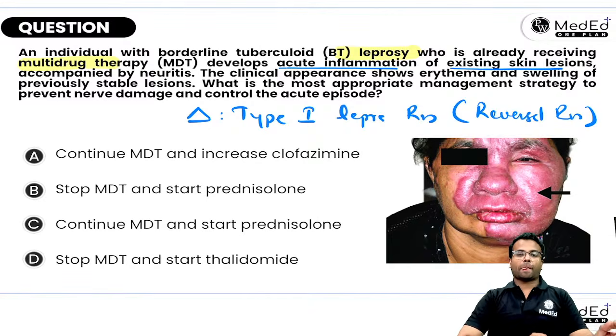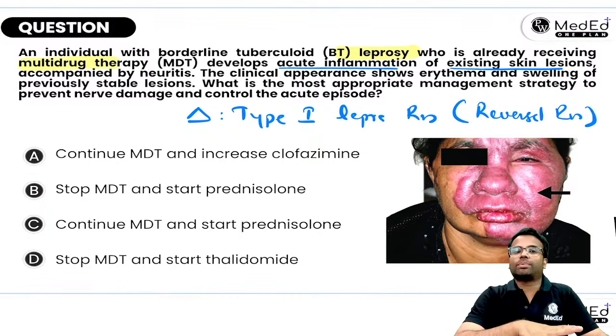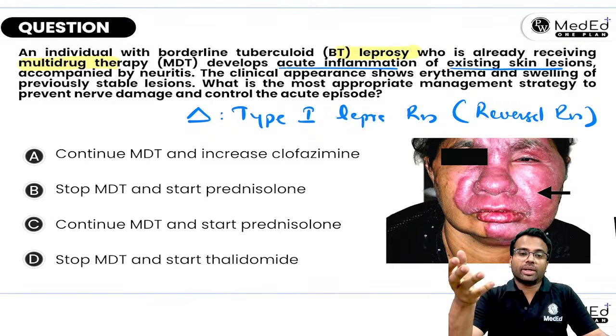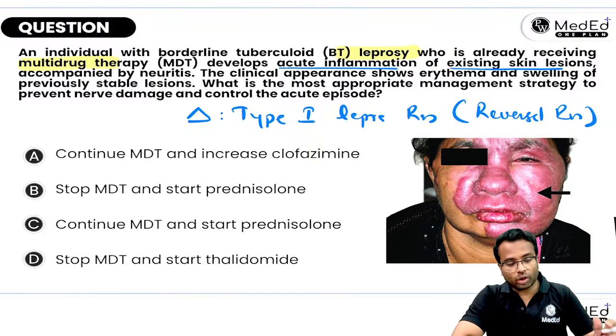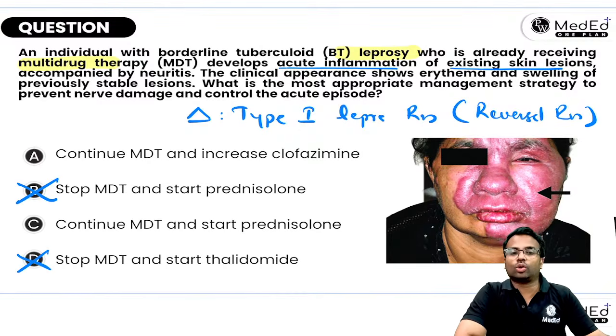Now tell me the answer. Should we continue the multi-drug therapy and increase the clofazimine dosage? Should we stop the multi-drug therapy and start prednisolone? Should we continue MDT and start prednisolone? The first thing we should never do is stop MDT, right? So I can easily rule out two of the options. You should always continue MDT.